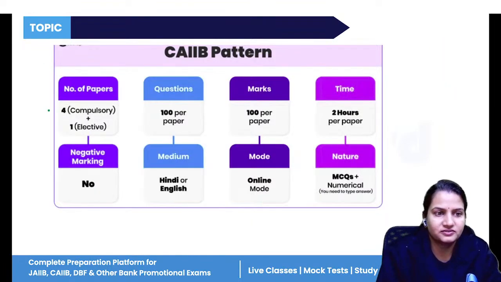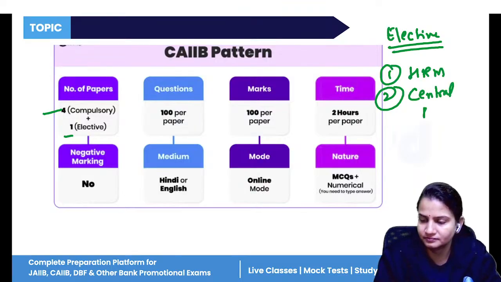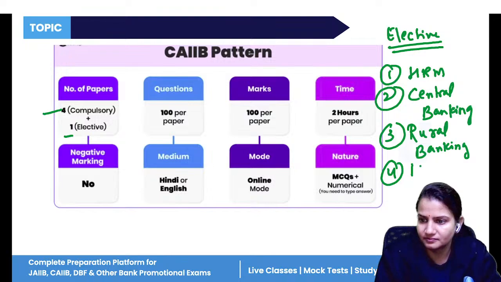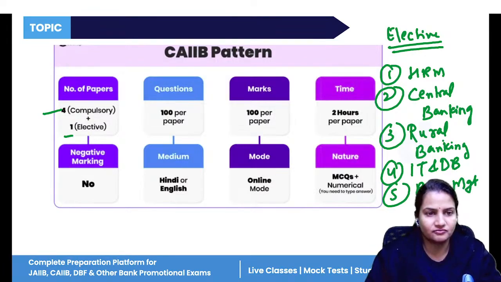The pattern of CIB is 4 compulsory papers and 1 elective paper. In the elective, you will be provided 5 options. First is HRM, second is central banking, third is rural banking, fourth is IT and digital banking, information technology and digital banking, and fifth is risk management. These are the 5 options provided to you in your elective paper, and you have to choose one option according to your convenience.